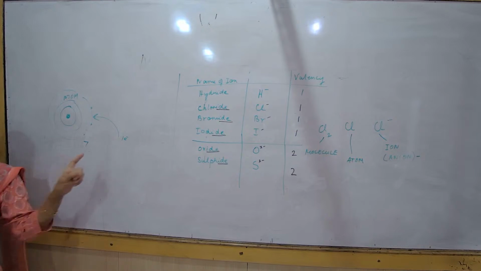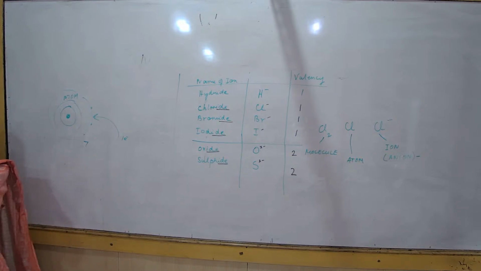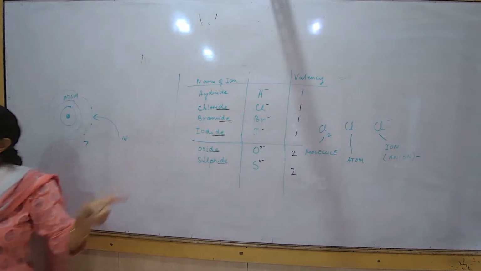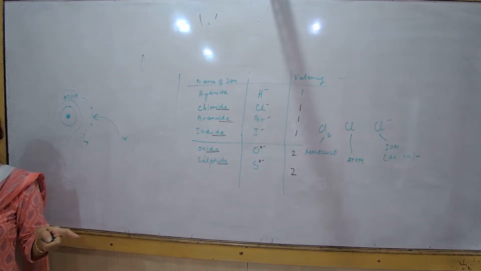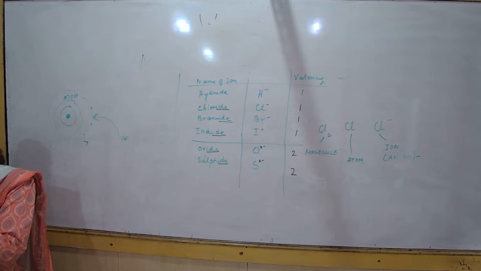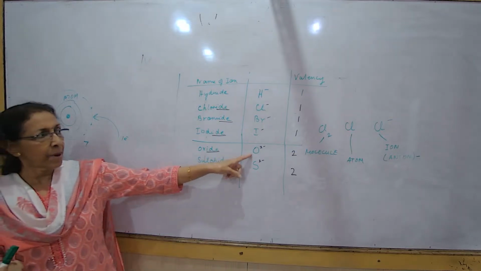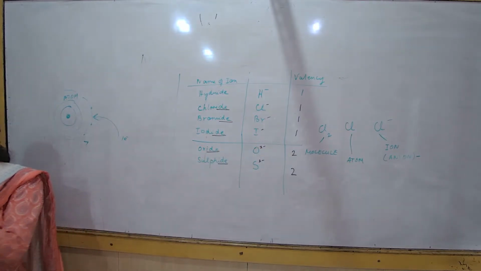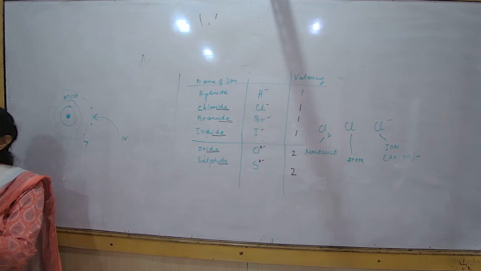That will give it a negative charge. A negative electron has come, so it becomes a negative charge. So how many are there in chlorine? There are 7 electrons in the outer shell. Yes, there are 7. Therefore, it is taking 1 more. But in oxygen, how many electrons are there? 6. It has taken 2. That is why it has become 2 minus.